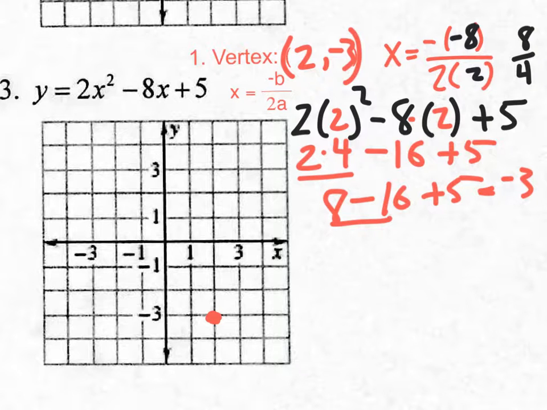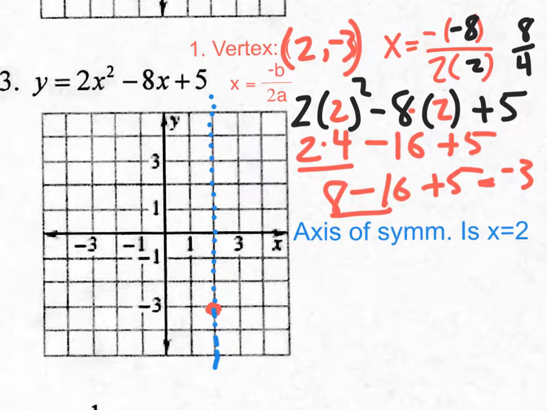After you draw your vertex, you could draw your axis of symmetry. Axis of symmetry is that vertical line, and if it's a vertical line, it has to be an equation that reads x equals. So if they asked you for the axis of symmetry equation, what would it be? So the axis of symmetry equation is x equals 2. You can't just say 2, because 2 is just the number 2. But when you say x equals 2, that's really the vertical line that passes the x-axis at the value of 2.